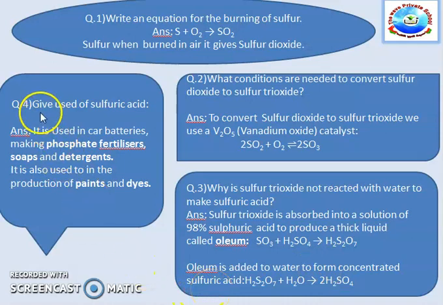Let's see question 4. What are the uses of sulfuric acid? It is used in car batteries, making phosphate fertilizer, soap and detergent. It is also used in the production of paints and dyes.